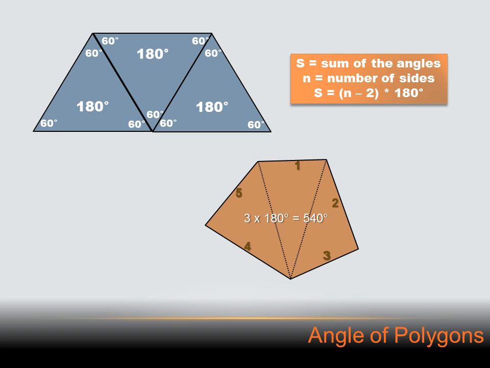This figure's got 5 sides. 1, 2, 3, 4, 5. And the formula would be the number of sides, 5 minus 2, times 180. Or 5 minus 2 is 3. 3 times 180 is 540 degrees.